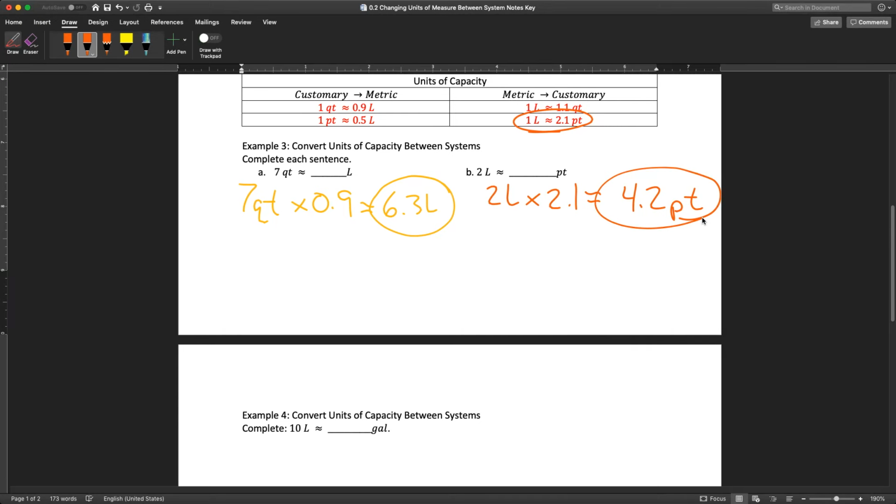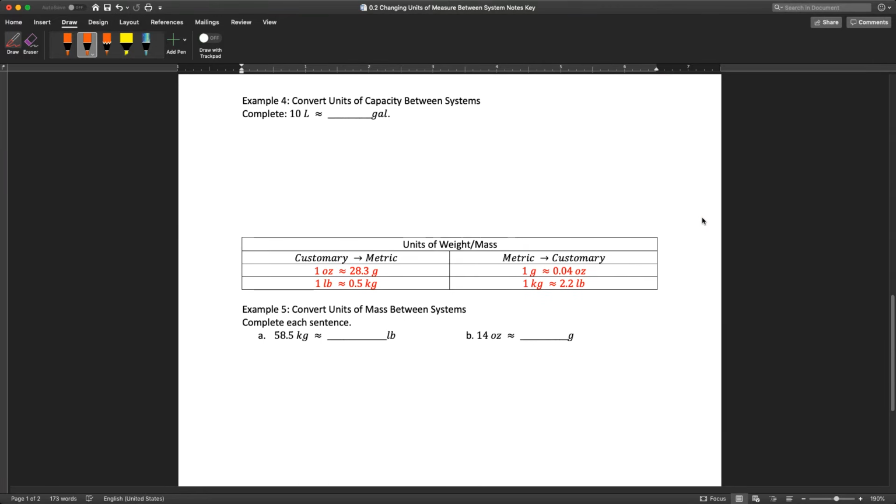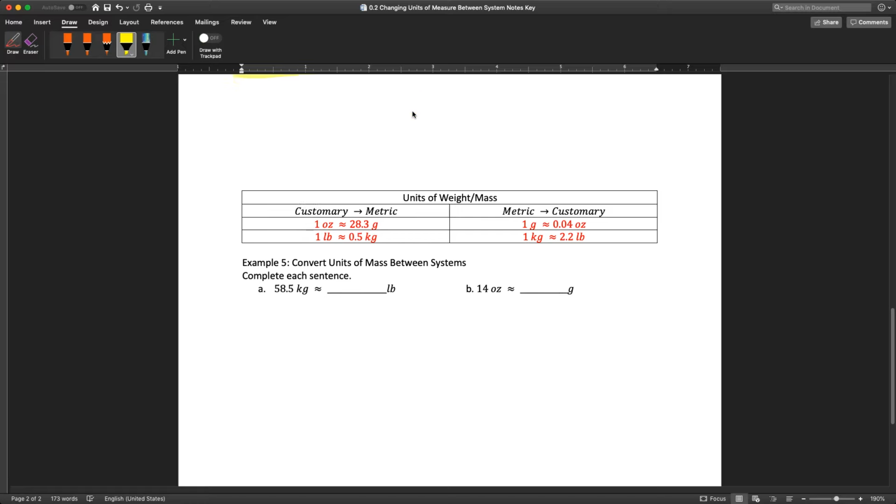So what I want you to do before class, for our next class, I would like for you to solve example 4, okay? Convert the capacity from 10 liters to gallons. I will give you a hint, it is a 2-step problem. Okay, so complete that before you come to class.